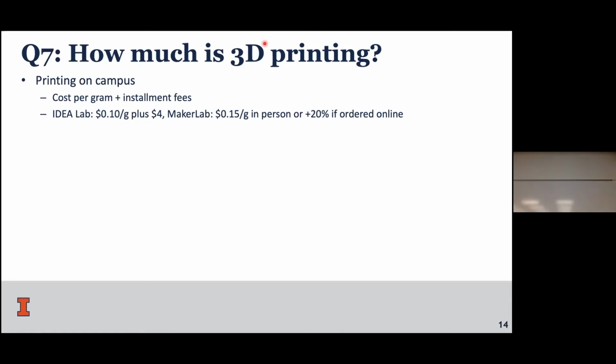So let's get this Illinois here. How much do you think it weighs? Okay. 100 grams? So that would be $10. Let's check it. 171. 171 grams. So $17 just to print that.